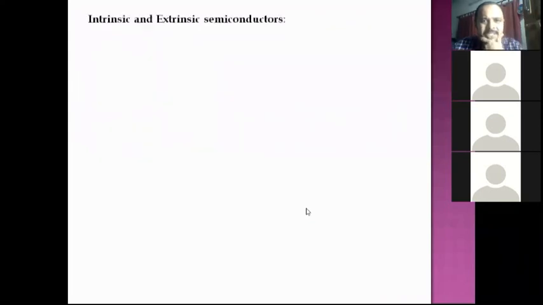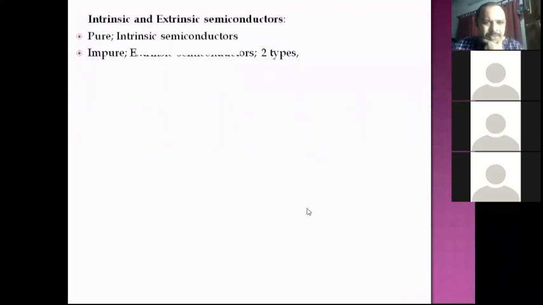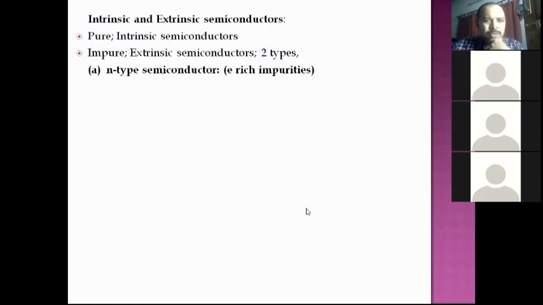Intrinsic and extrinsic semiconductors. These are all the things which you have studied in your lower levels also. Semiconductors: intrinsic means pure, extrinsic means impure semiconductors. Intrinsic can be converted to extrinsic by adding impurities. Addition of impurities is doping. Impurities themselves are called dopants. So pure semiconductors are intrinsic semiconductors. Impure semiconductors are extrinsic semiconductors.